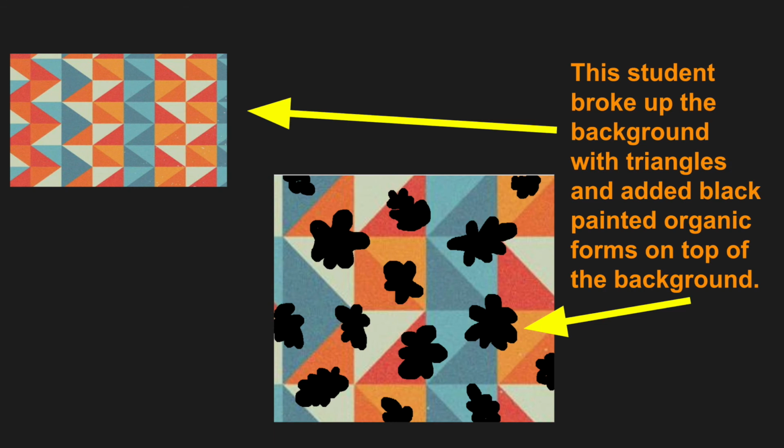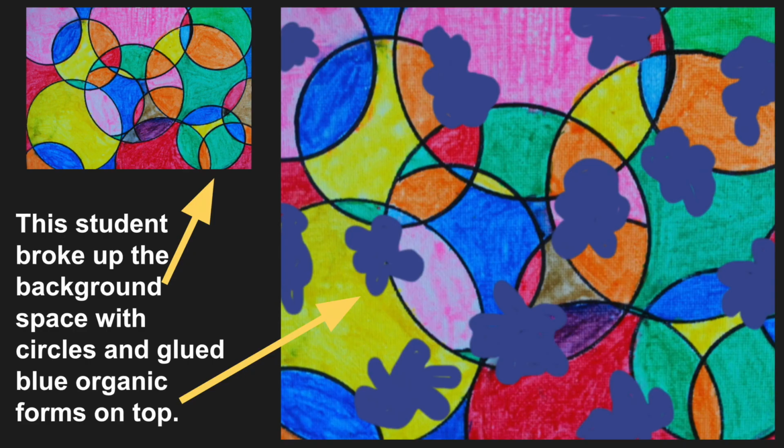Here's some student work for you to get some ideas. This student broke up the background with triangles and added black painted organic forms on top. The forms were glued down to the background paper. Another student broke up the background space with circles and glued blue organic forms to the top. And yet another student broke up his background with triangles and glued violet organic forms on top of the triangles.